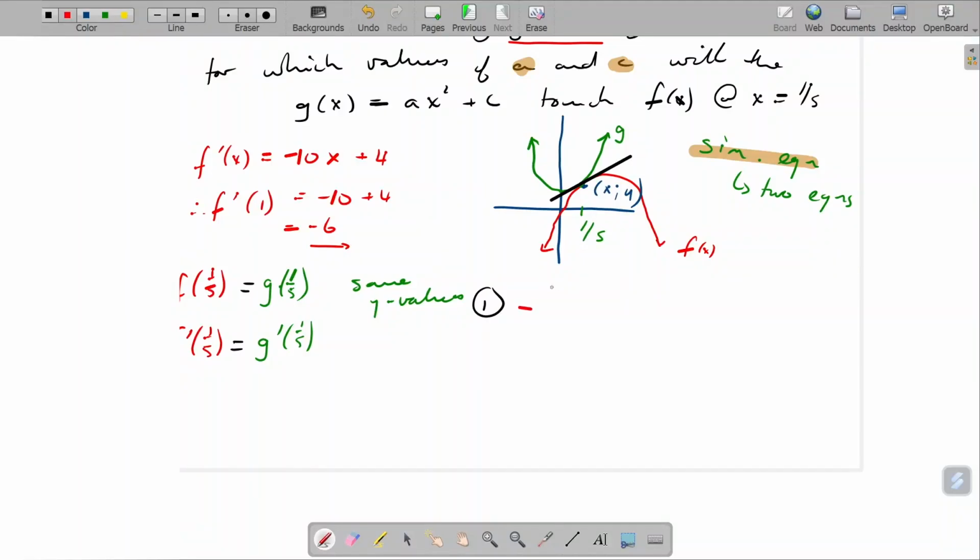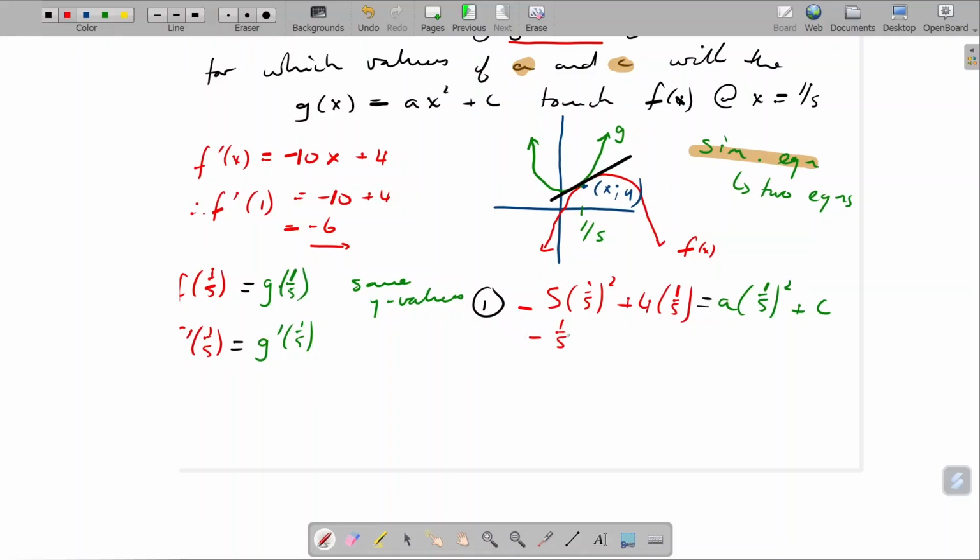So for my first equation, I've got that minus 5 times 1/5 squared plus 4 times 1/5 is the same as a times 1/5 squared plus c. And that will give me one equation with a and c.